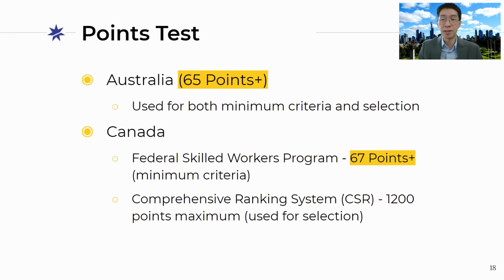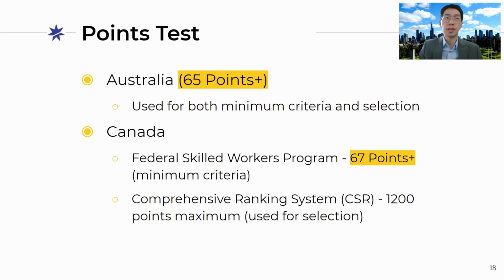Now that you have the minimum criteria, they will recalculate your points based on something called the Comprehensive Ranking System, or CRS. That has a maximum score of 1,200 points. Your points for the second stage, the CRS, are calculated differently. So instead of giving you X amount of points for your age, they'll give you Y. It'll give you slightly different points. Exactly why they've done this, I can't really say, but don't worry about it. If you're not too sure how to calculate, one of my colleagues can reach out and calculate it for you. There's a maximum of 1,200 points.